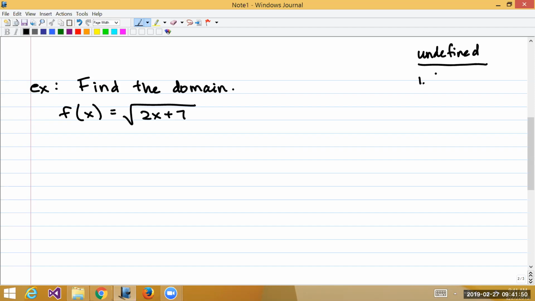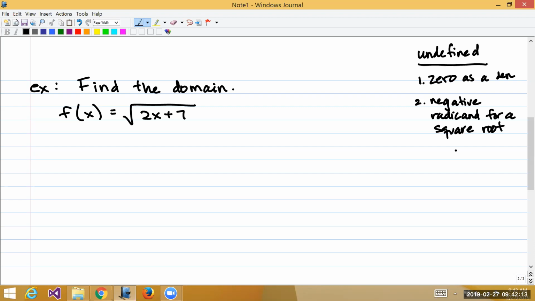The first thing is a 0 as a denominator. We never want a 0 as a denominator. And number 2, a negative radicand for a square root. So we ask ourselves, do we have anything to worry about here? Do I have a denominator to worry about? No, I do not. Do I have a square root sign? Yes, I do. So what do I not want? I do not want the radicand, the entire expression on the inside as a whole, to be a negative.